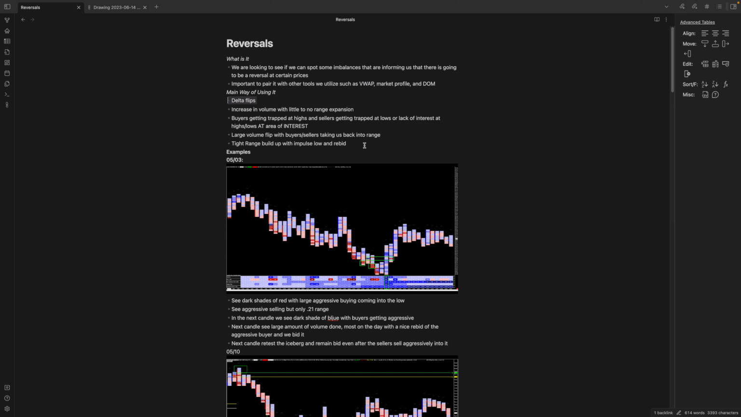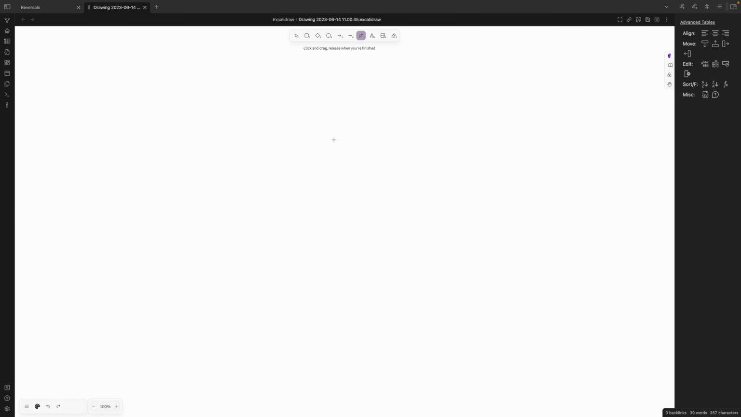Now, some principles and rules that I look for for reversals include these. One of the main things is delta flips. Before I go into the examples, I'll discuss it. We have our calculated values. We'll pretend that this is the cumulative delta bar only.